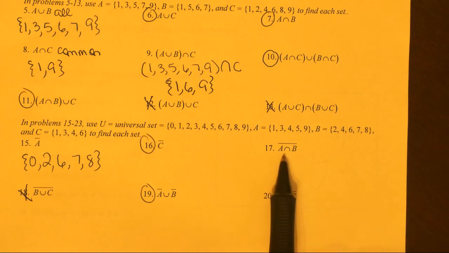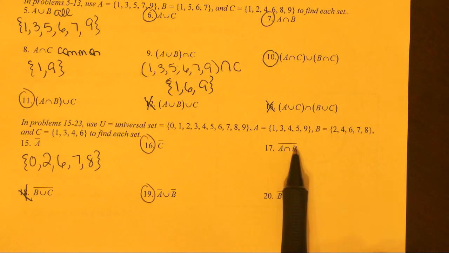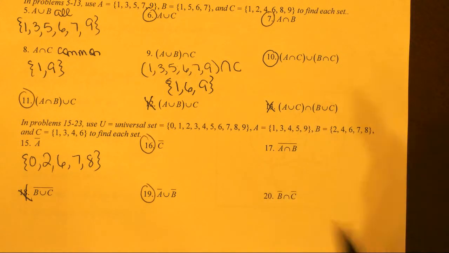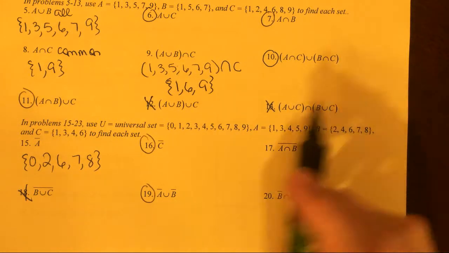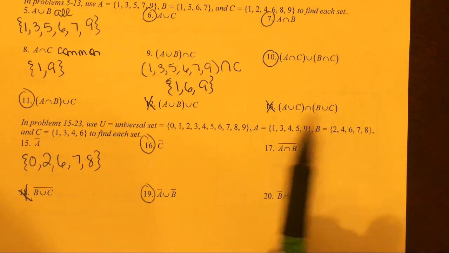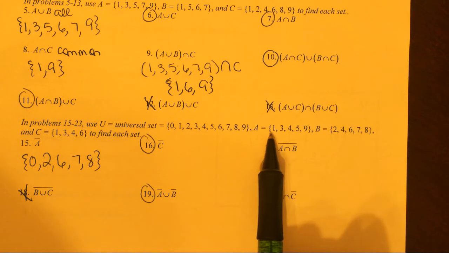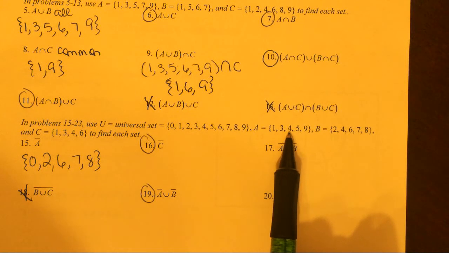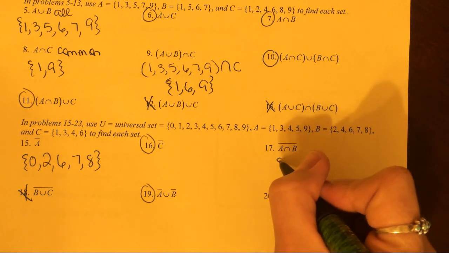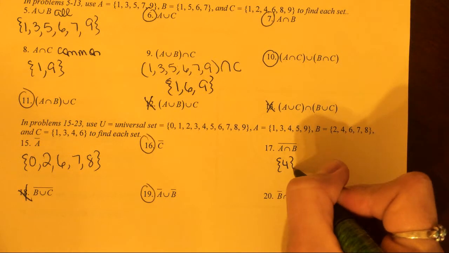17 is a combo problem. The first thing they want you to do is find the intersection of A and B, then go find the complement. So I'm going to go find the intersection first. Then I'm going to find the complement. So the intersection of A and B, what do they have in common? Not a 1, not a 3. They both have a 4. Okay, so the only thing they have in common is 4.